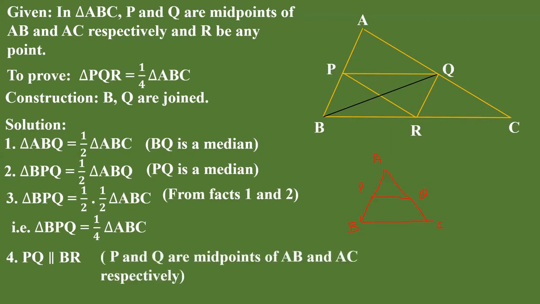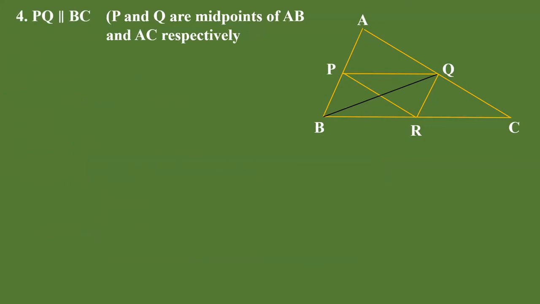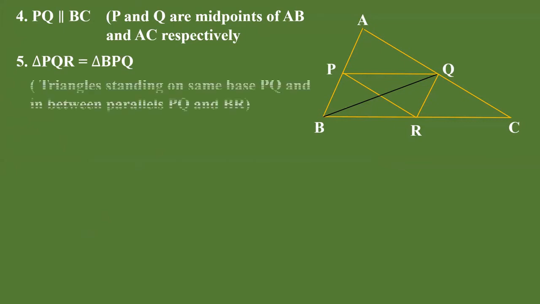P and Q are the midpoints of AB and AC respectively, right? We can say this, and we've already said this one. Now, due to PQ being parallel to BC, these are parallel lines. Now look at the base PQ. On the base PQ, you can see two triangles, BPQ and PQR. So we can say triangle PQR equals triangle BPQ. The reason is triangles standing on the same base PQ and in between parallels PQ and BR, correct?